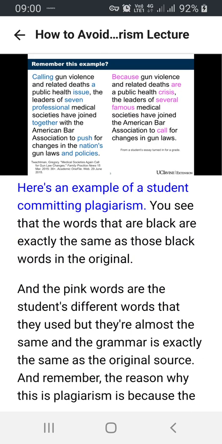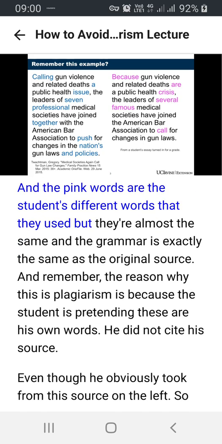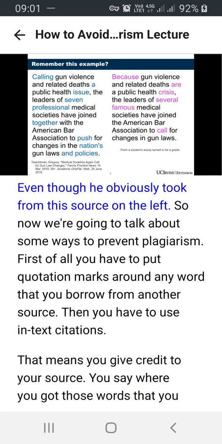Here's an example of a student committing plagiarism. You see that the words that are black are exactly the same as those black words in the original. And the pink words are the student's different words that they used, but they're almost the same, and the grammar is exactly the same as the original source. And remember, the reason why this is plagiarism is because the student is pretending these are his own words. He did not cite his source, even though he obviously took from this source on the left.